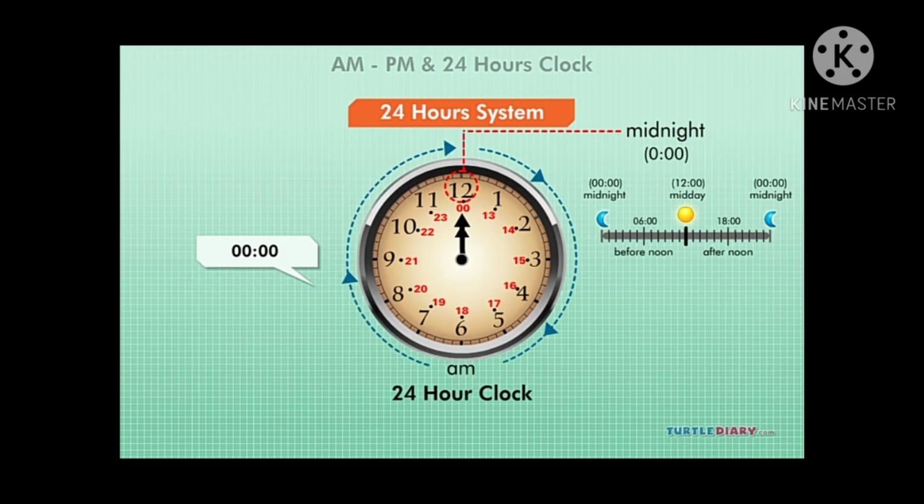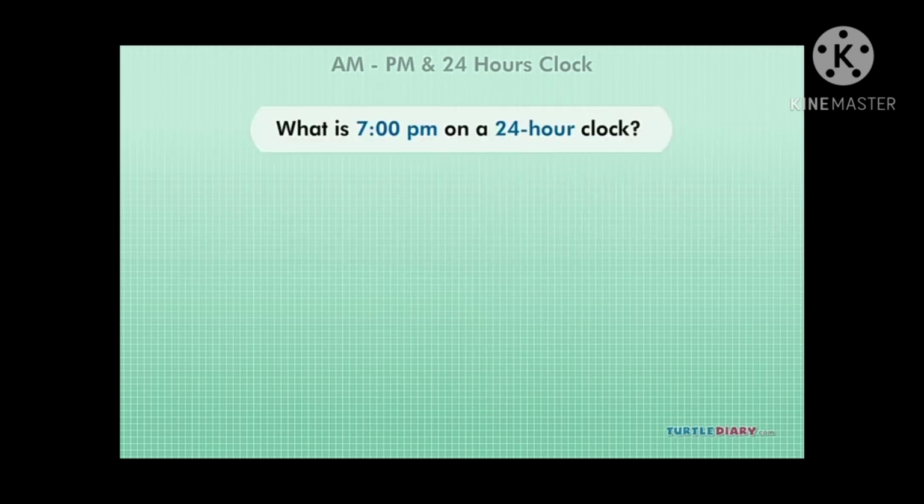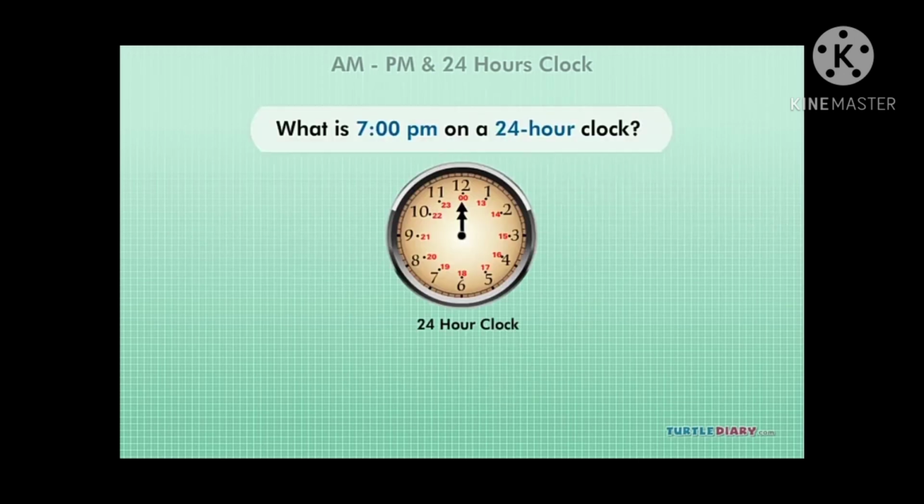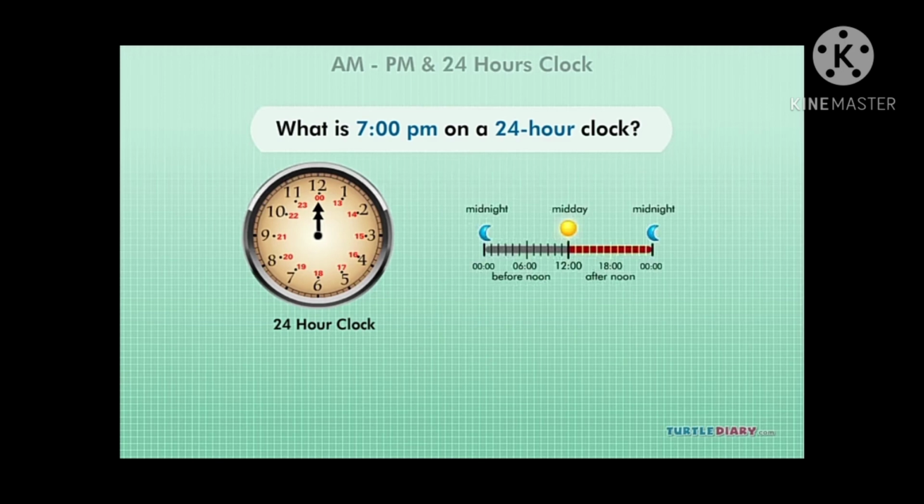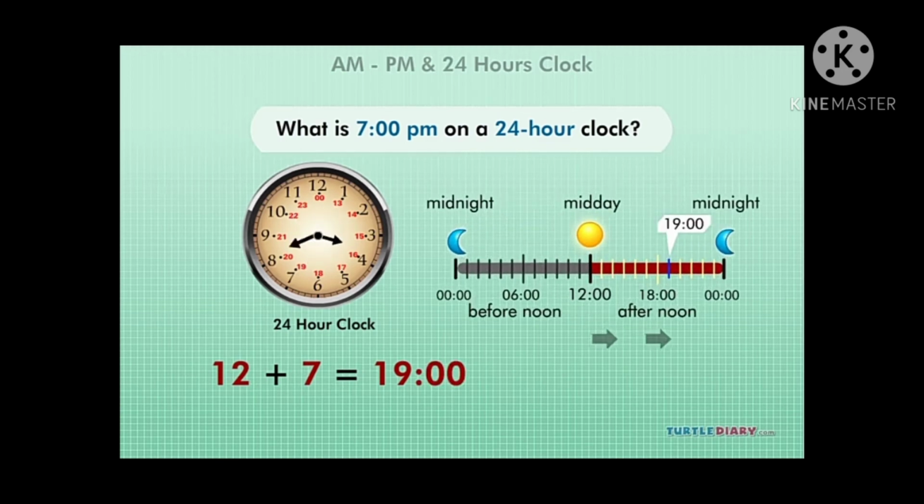Let's look at a few examples. What is 7 o'clock p.m. on a 24-hour clock? 7 o'clock p.m. is afternoon, so this is 7 hours past 12 o'clock. We can simply add 12 plus 7 equals 19. Answer, 1900. Note that AM and PM are not used with a 24-hour clock.